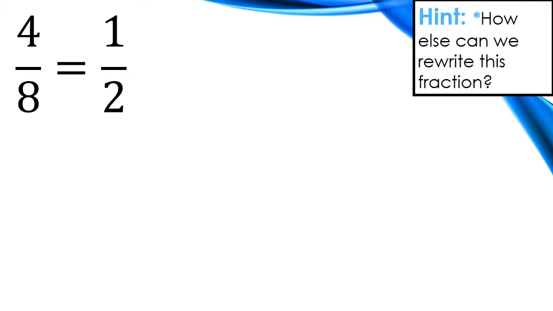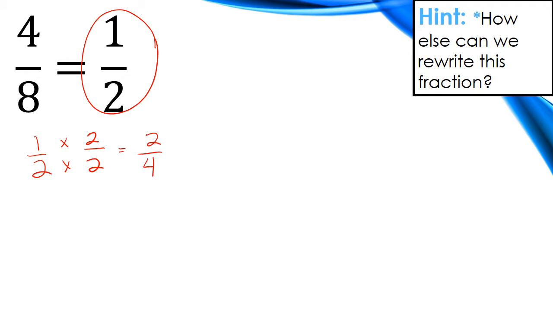Let's see how many different times we can rewrite the fraction 1/2. So the way we do this, if we write 1/2, if we multiply the top and the bottom by the same number, what we're doing is we are creating equivalent fractions. So if we multiply the top and the bottom by 2, 1 times 2 is 2, 2 times 2 is 4. So 1/2 is the same as 2/4. What happens if we multiplied the top and the bottom by 3? We have 3/6.